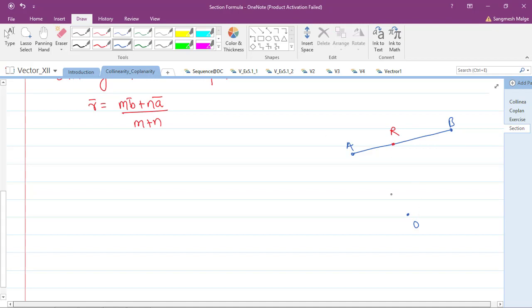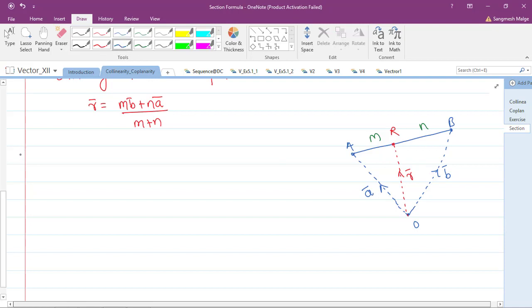So let's join this. This will be my a bar, this will be b bar, and this will be the r bar. Okay, the statement says that this R is dividing this segment AB internally in the ratio m is to n. Then we have to show that r bar is equal to (m b bar plus n a bar) upon (m plus n).